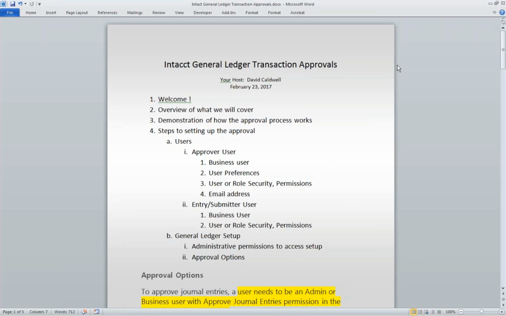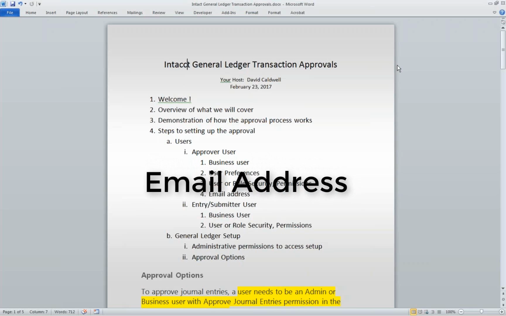The next thing is that, as you well know, when you set up a user inside of Intacct, there are certain requirements that have to be met. And one is setting up a contact for each one of the users, but more importantly, and surrounding what we're talking about today, is having an appropriate email address.